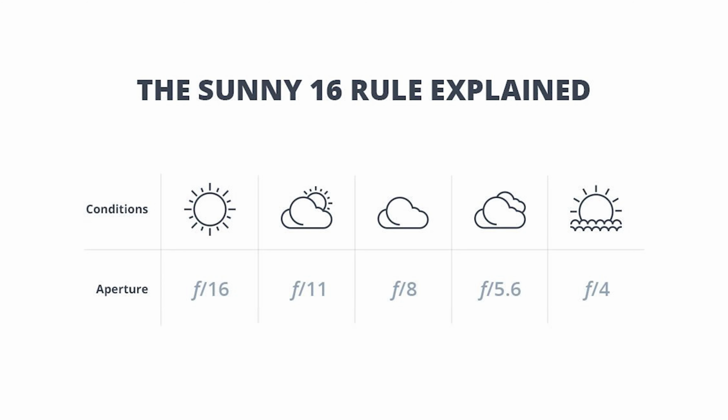If you've got more clouds, pretty much mostly cloudy outside, maybe a little bit of sun poking through, stop it down again to f8. Heavily overcast situations where you've got no sun poking through the clouds, I would stop it down to f5.6. And then finally f4 for those really rainy days with dark clouds in the sky, or shooting in complete shade, or maybe even sunset.